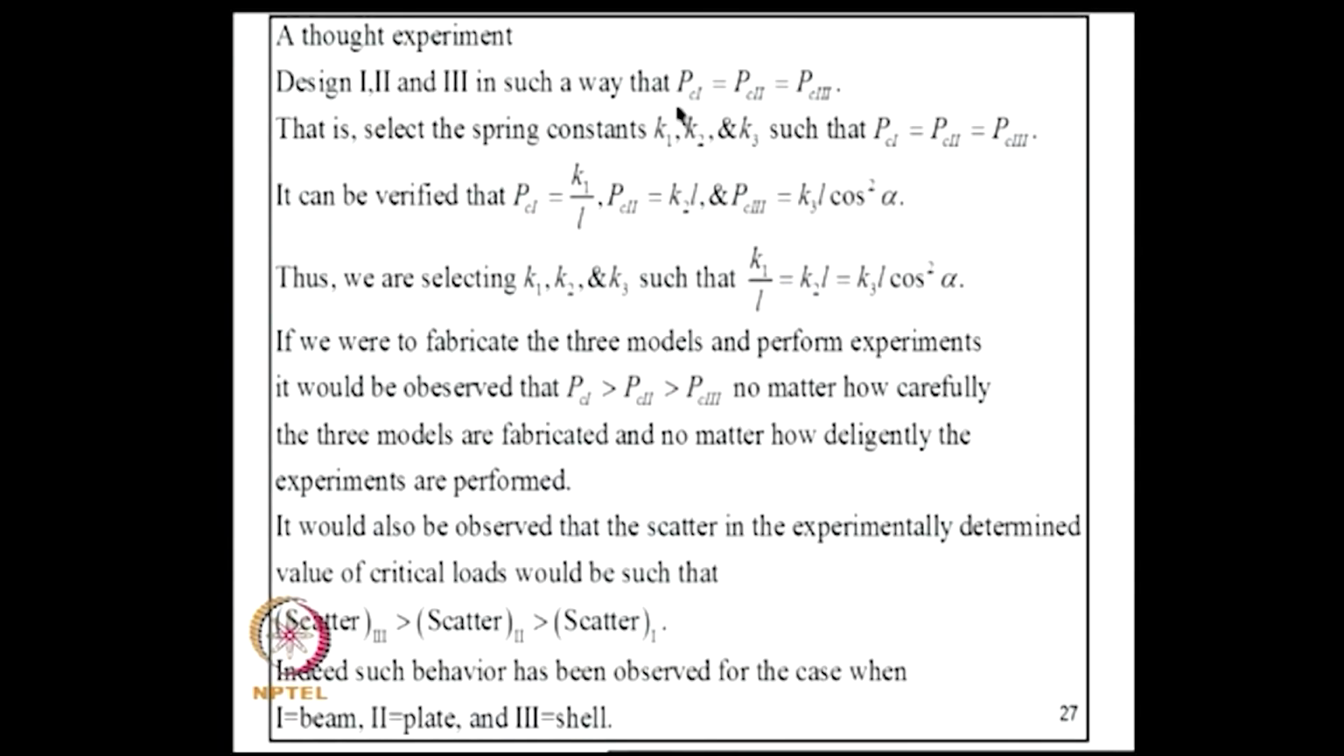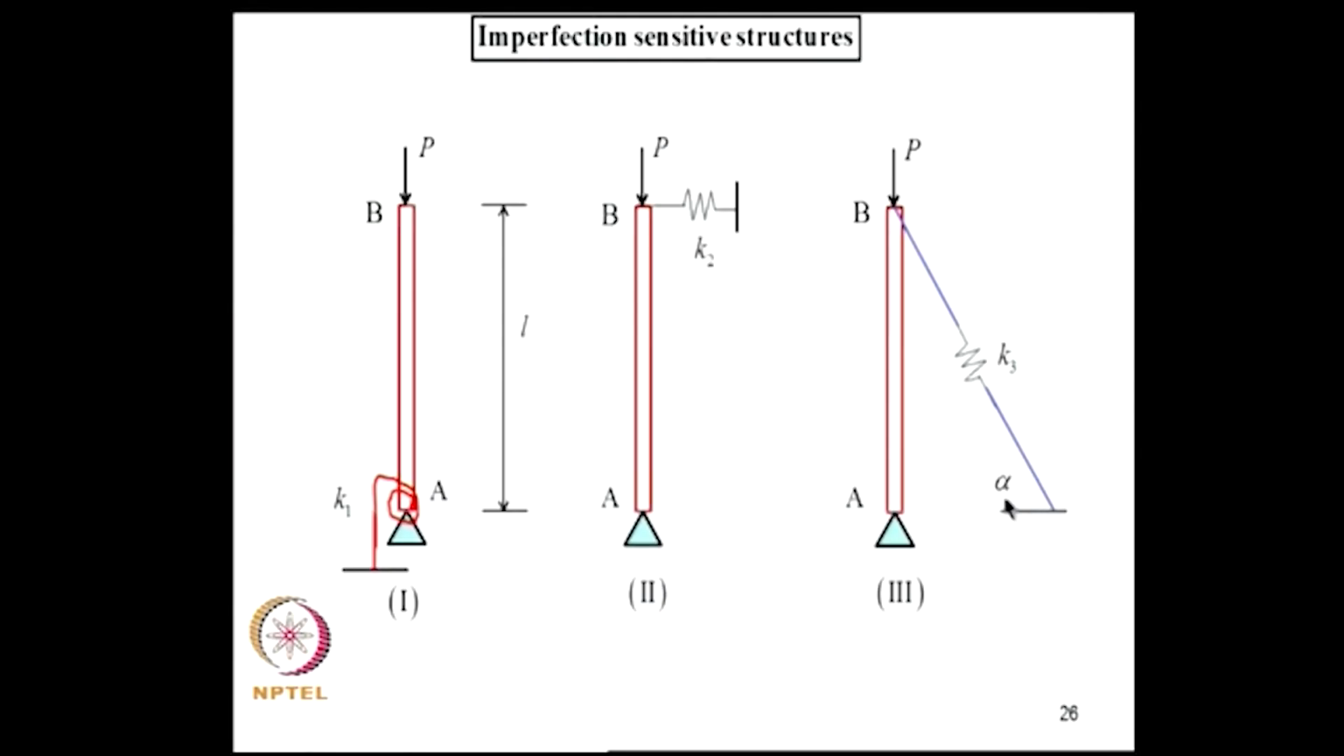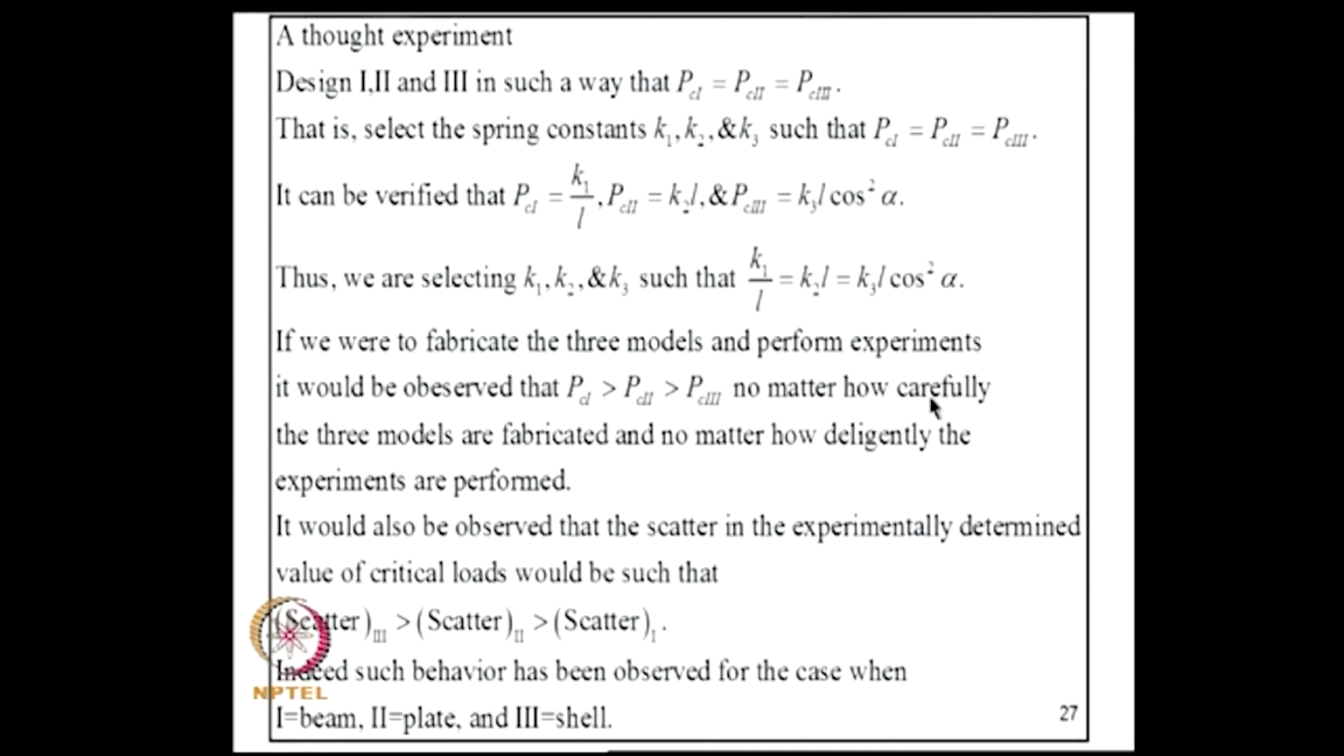Design 1, 2 and 3 in such a way that PC1 is equal to PC2 equal to PC3, that is, select the spring constants K1, K2 and K3 such that these 3 critical loads are equal. We can verify that for the first system the critical load is given by K1 by L, the second one it is K2L, the third one it is K3L cos square alpha, where alpha is this angle. You should notice that the units of K1 will be different from those of K2 and K3. So, we are selecting K1, K2, K3 such that K1 by L equals K2L, and that is equal to K3L cos square alpha.